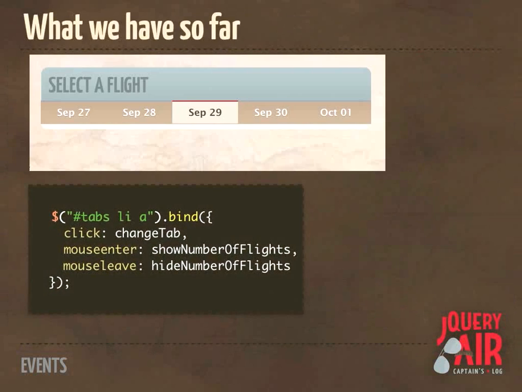In the browser, here's what our tooltip is going to look like. So you can see here we hover over each of the tabs, and it tells us how many flights are available.